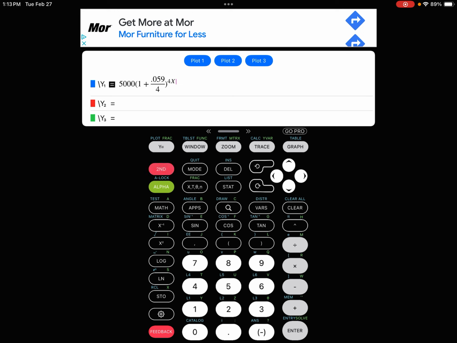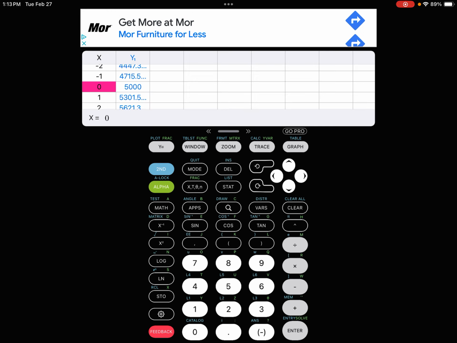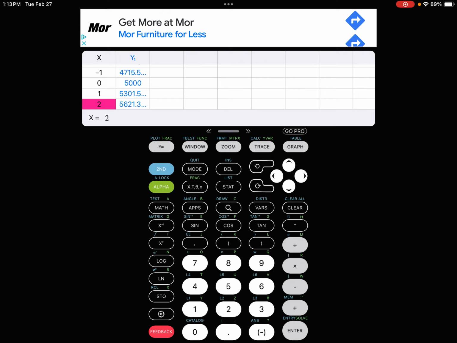Now we go to our table of points. And at year 0, we should have $5,000. And then our money should be going up. We want to see how long it takes to double our money. So double the money would be 10,000. So we're just scrolling until we hit 10,000. It takes about 12 years. So between 11 and 12 years.